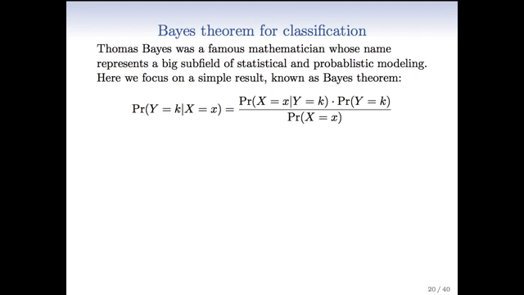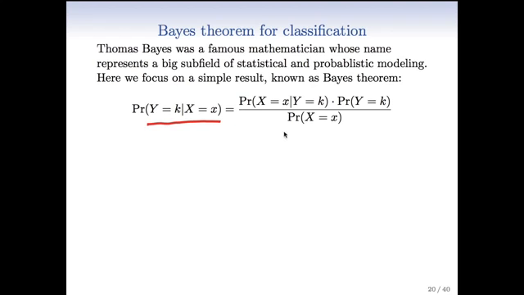So what is Bayes' theorem for classification? It sounds pretty scary, but not too bad. Thomas Bayes was a famous mathematician, and his name today represents a burgeoning subfield of statistical and probabilistic modeling. But here we're going to focus on a very simple result, known as Bayes' theorem. It says that the probability of Y equals k given X equals x. You've got two variables, Y and X, and we're looking at aspects of their joint distribution. So this is what we're after, the probability of Y equals k given X.